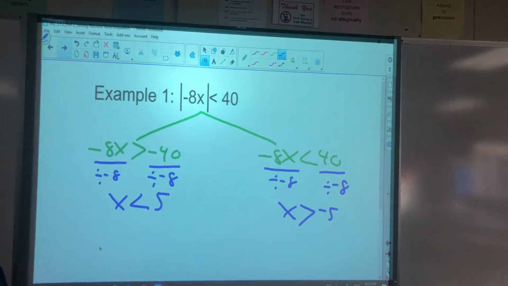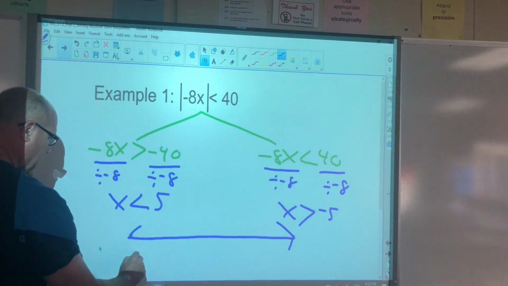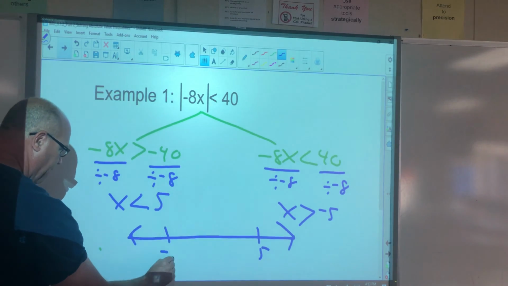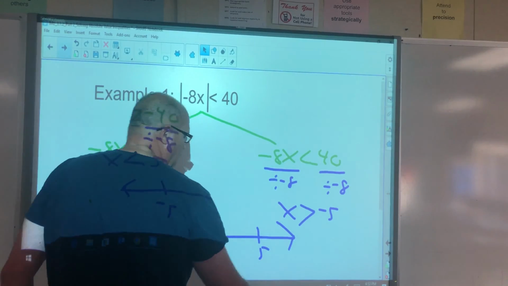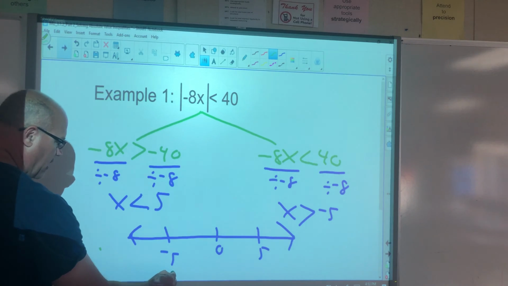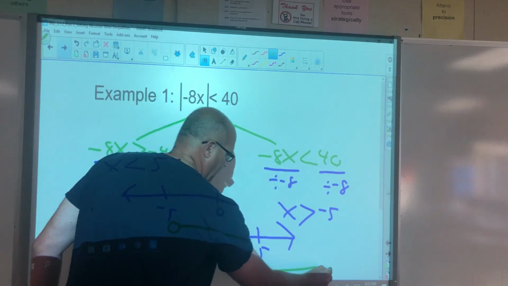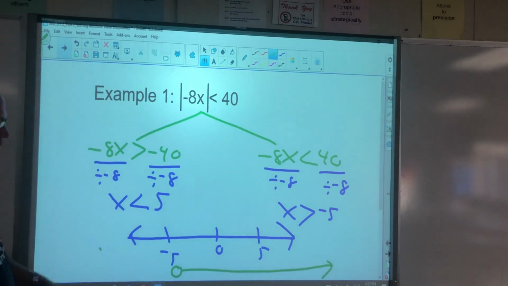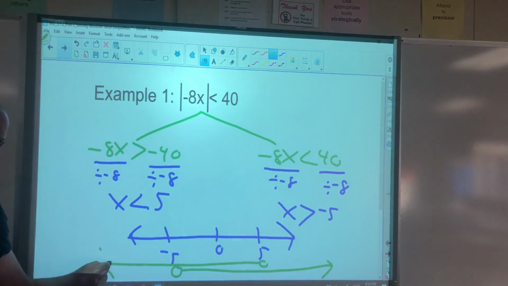So now let's look at the number line for this situation. And let's just put in our dividing points. We have a 5 here. We have negative 5 here. We know 0 would be somewhere in the middle. That's good enough for our number line. So what would x is greater than negative 5 look like? X is greater than negative 5 would be an open dot at negative 5 and an arrow going like this forever. Okay? X is less than 5 would be an open dot here and an arrow going like this forever.